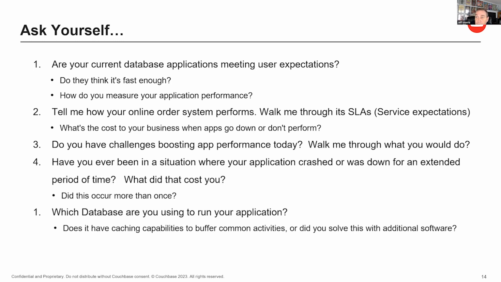And have you ever been in a situation where your app crashed, or was down for an extended period of time? How do you explain what that cost you? And has that happened more than once? If those things are true, then indeed, you might have a system performance problem where swapping out your database or inserting a caching mechanism in this environment might be really useful for you.